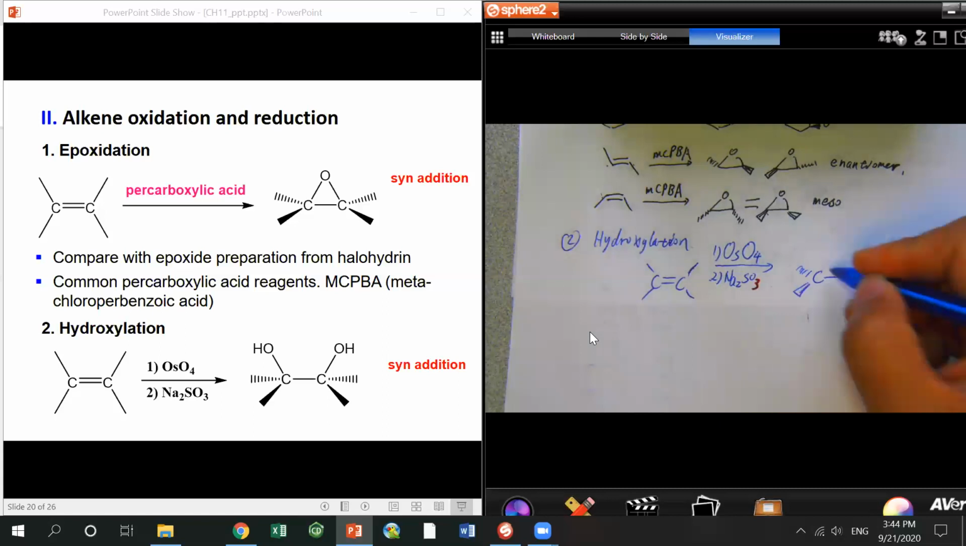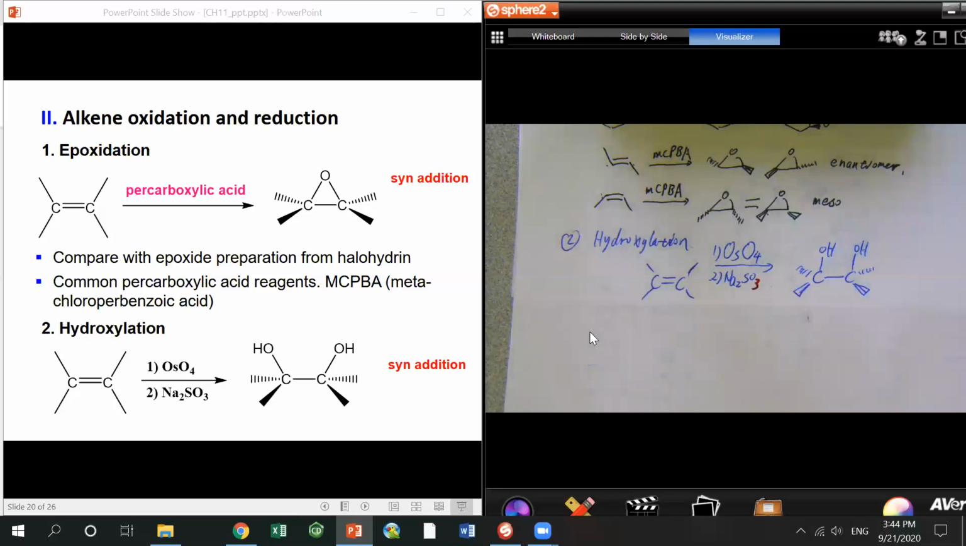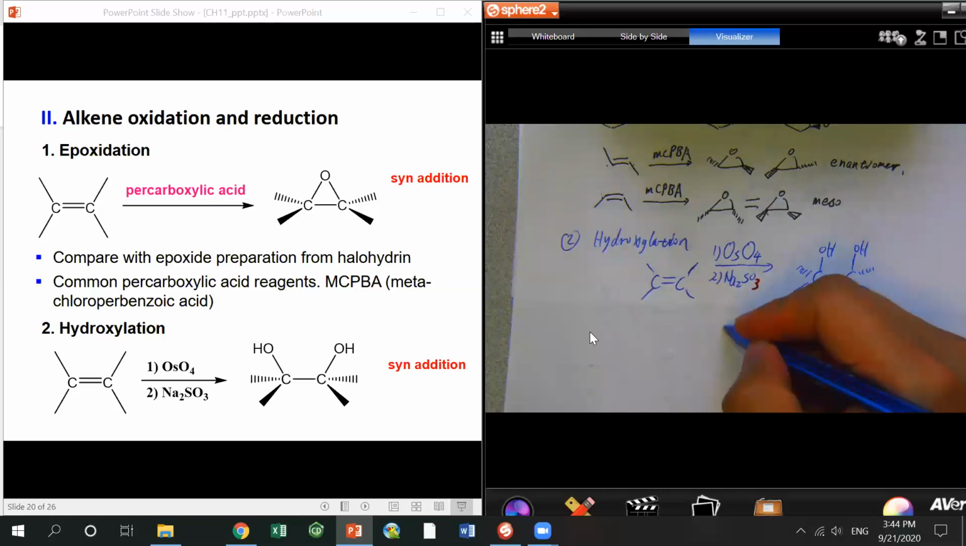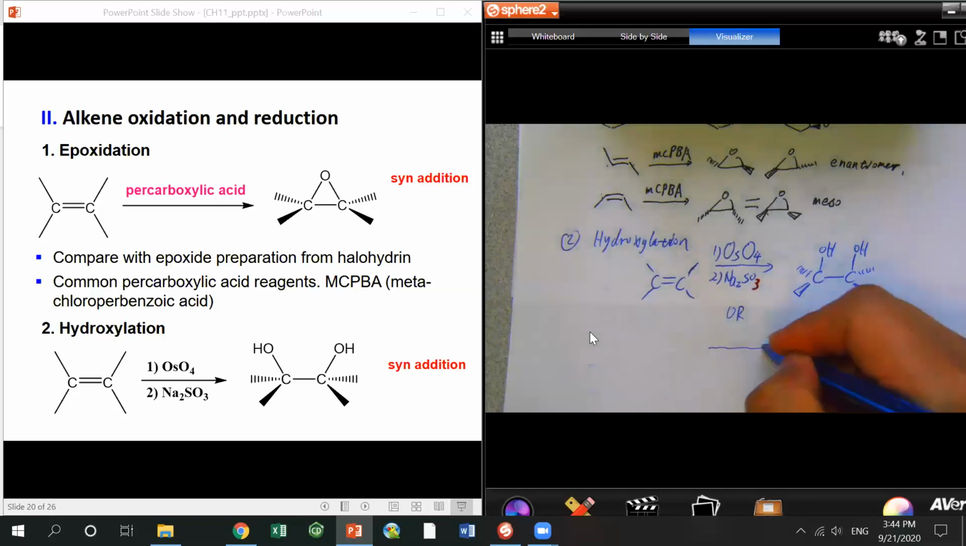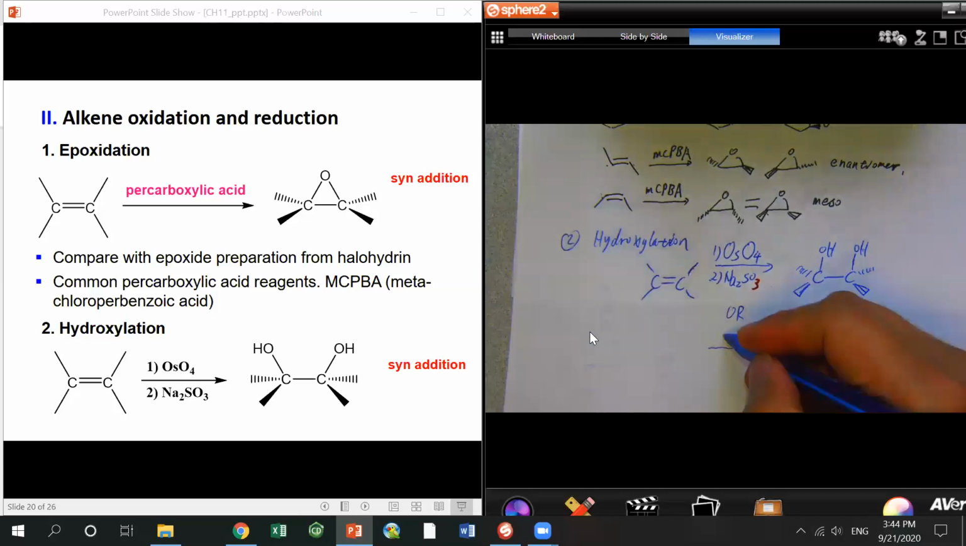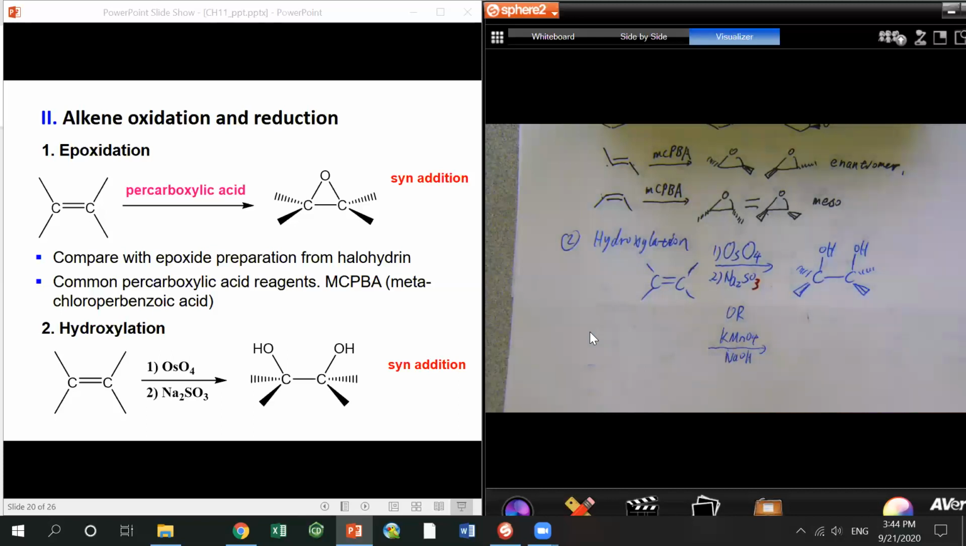Like I mentioned, in this chapter there are a lot of reagents and reaction conditions, so sometimes it's easy to get confused. So sodium sulfite is one reaction condition that can be used. Another one: we can use potassium permanganate, KMnO4, with sodium hydroxide. This can also convert an alkene to a diol.